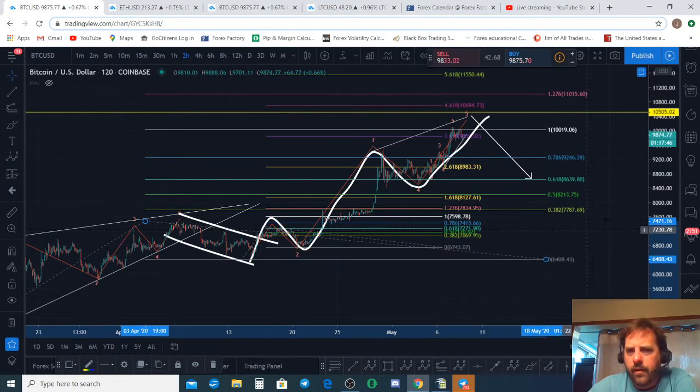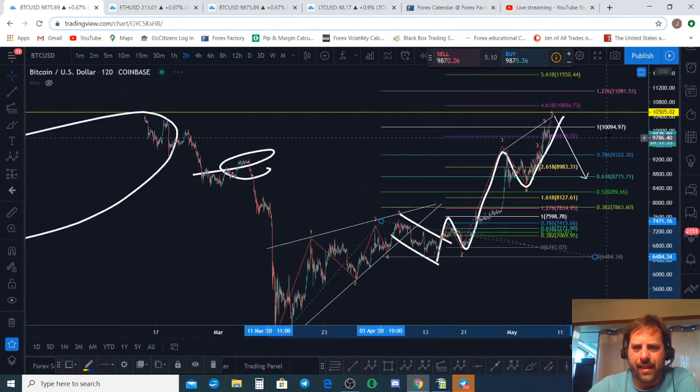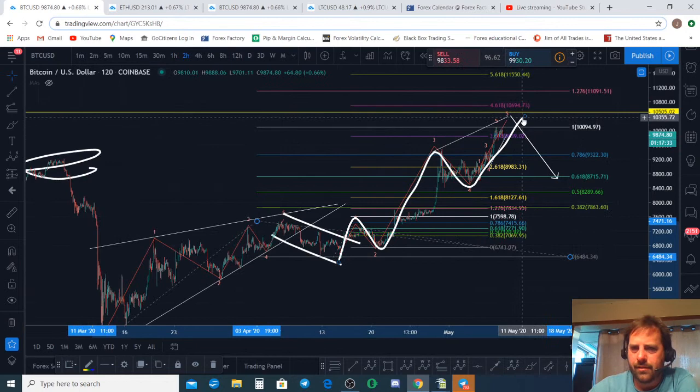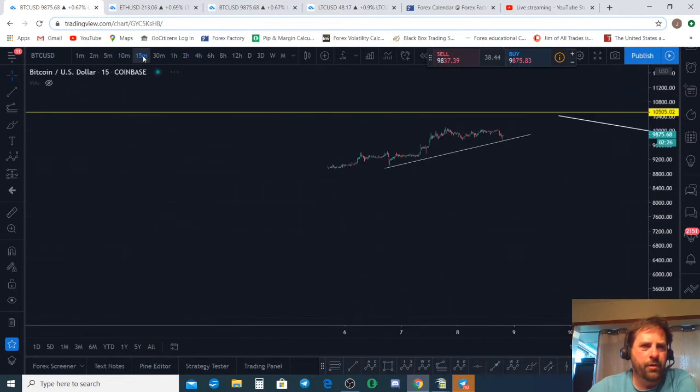Yeah, I mean we're sitting right around the one-to-one extension. That's what we're doing. We might have one more hit. We got the 127 up here at 11,000. This looks like a 5-wave move that's finishing. So again, going to the small time frame.